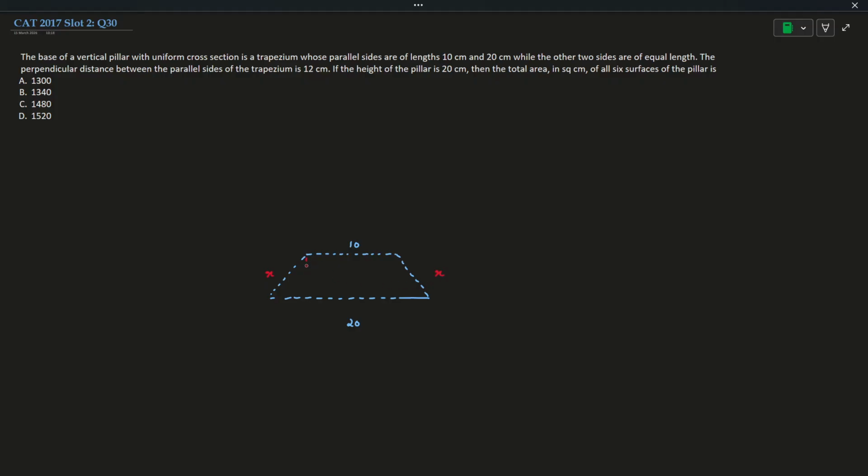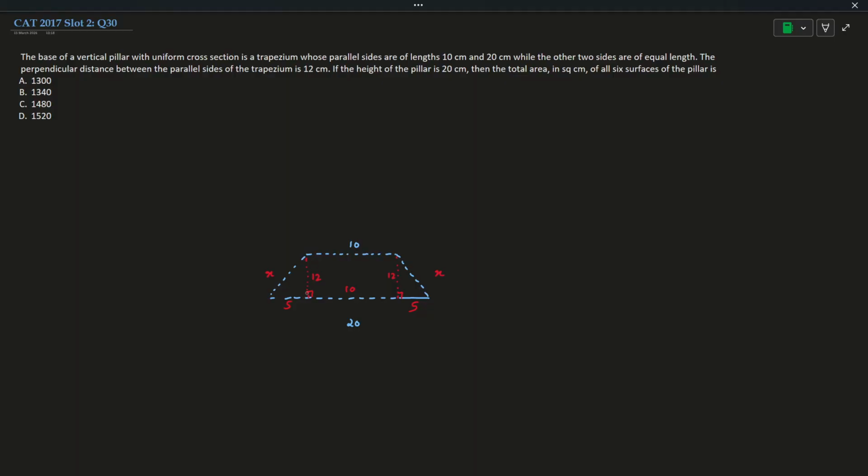All right, now guys, if I draw the perpendicular, this is the height, right? We are also given the perpendicular distance between the parallel sides of the trapezium is 12 centimeter. That means the height of the trapezium is 12 centimeter. This is 12, this is also 12. Now this is a rectangle, right guys? So this will be 10 also. Now the entire length is 20 centimeter, so this will be 5, this will be 5.